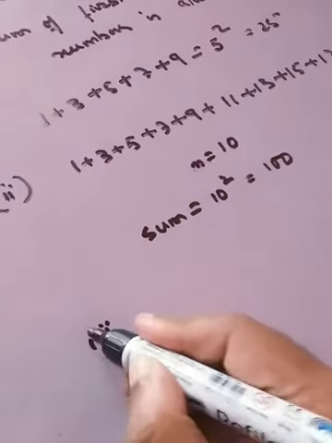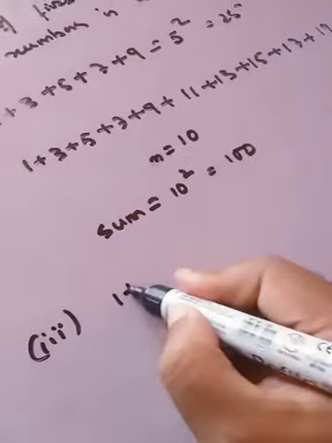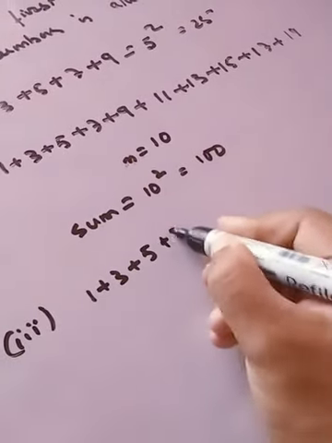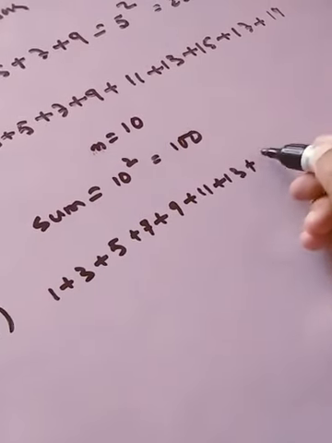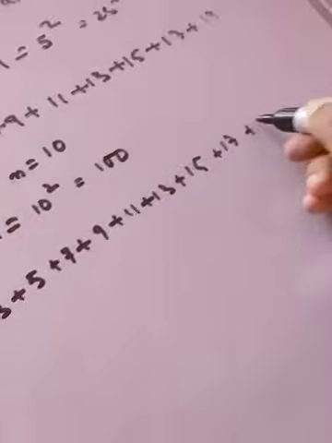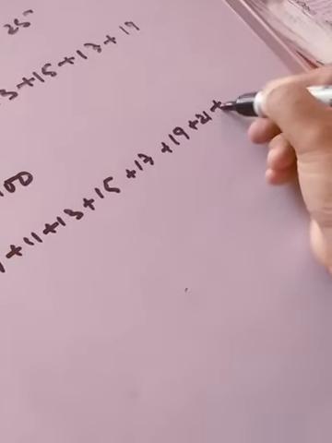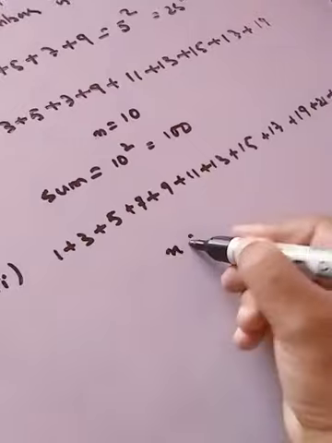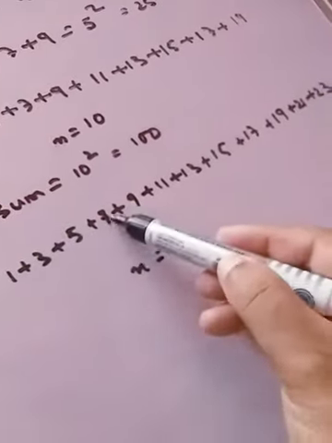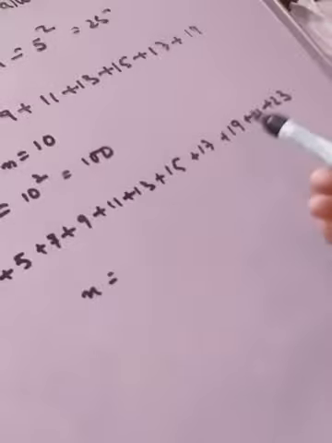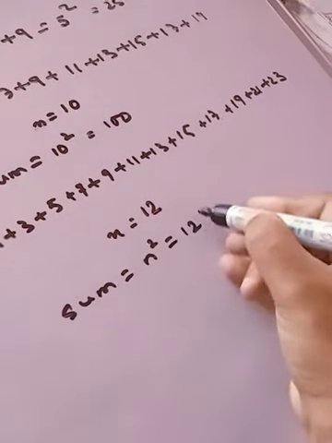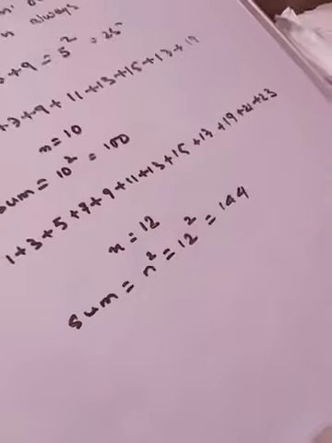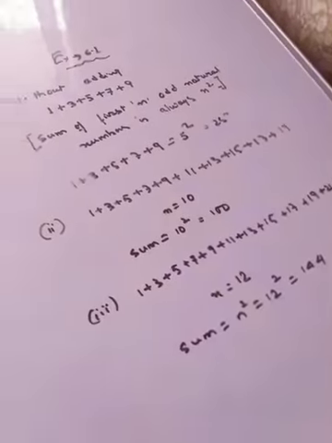As easy as this. Now number 3, again 1 plus 3 plus 5 plus 7 plus 9 plus 11 plus 13 plus 15 plus 17 plus 19 plus 21 plus 23. Again you have to get the value of n. So 1, 2, 3, 4, 5, 6, 7, 8, 9, 10, 11, 12. Since the value of n is 12, the sum would be n square, that is 12 square, that is 144. It's as simple as this.